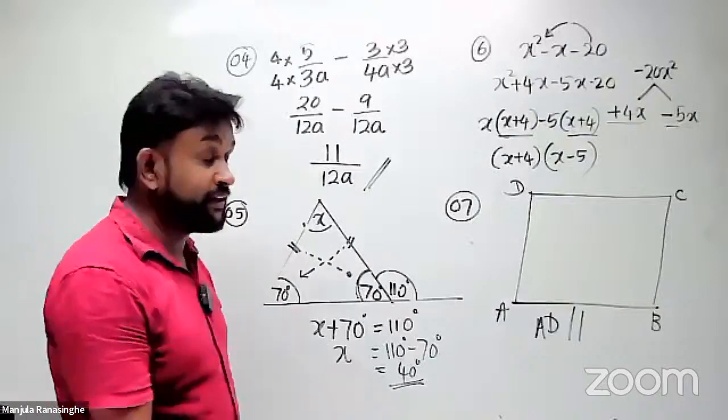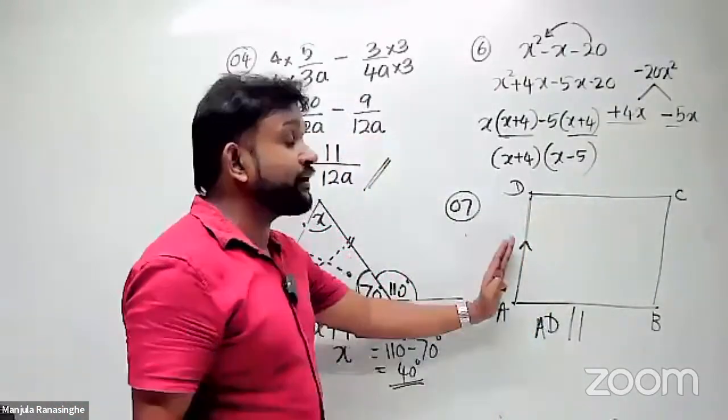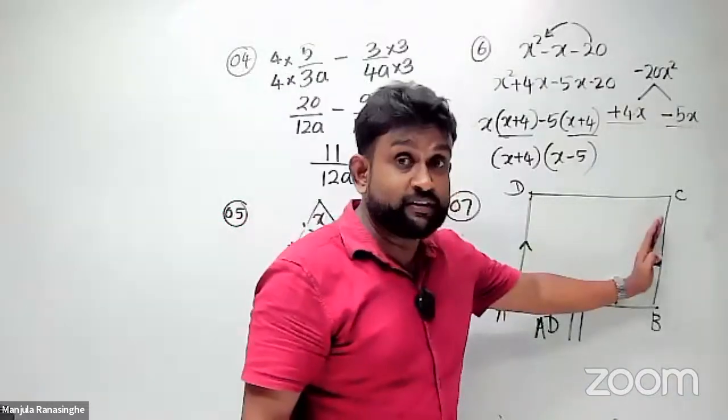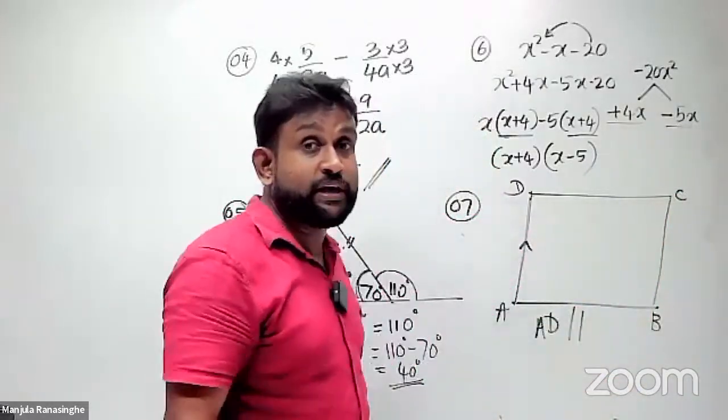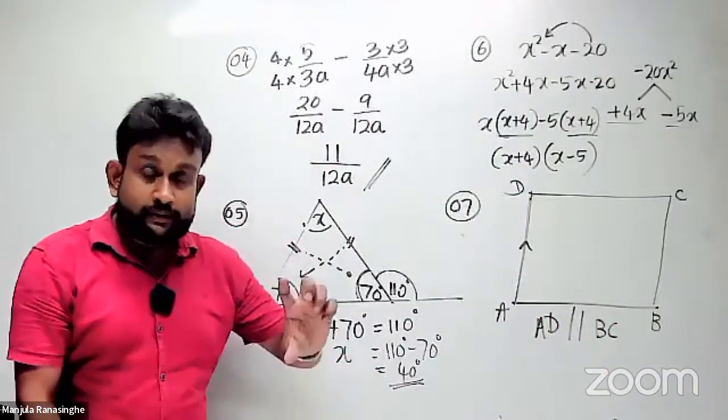AD. Look carefully. AD means here to here. This is parallel to what? The other sides, opposite side, BC. That shall be BC. Don't mix the two terminals.